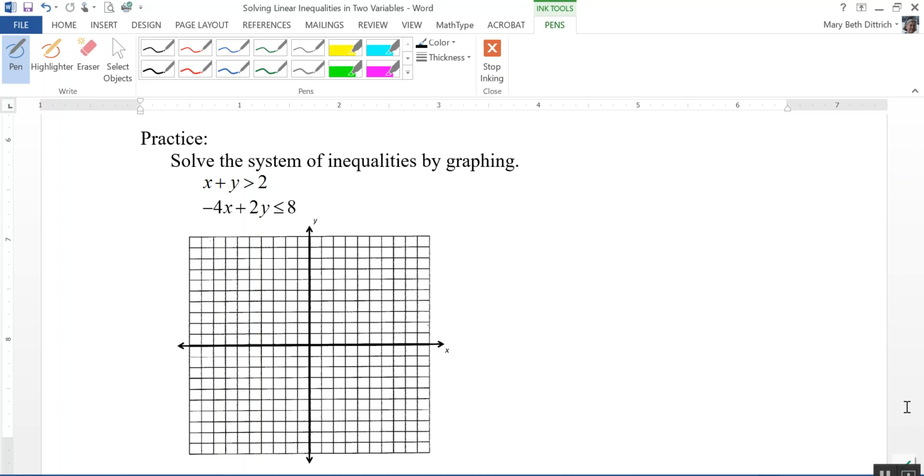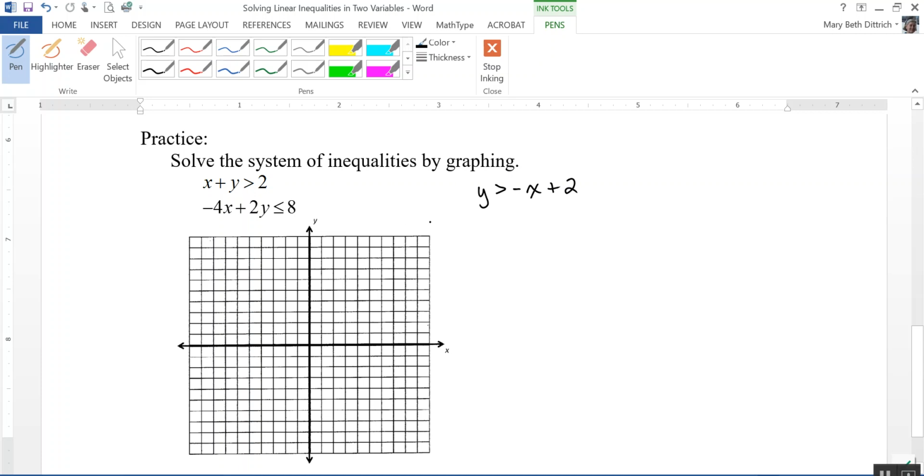Okay, let's take a look at this problem. So we have to solve this system of inequalities by graphing, and I have x plus y is greater than 2, and -4x plus 2y is less than or equal to 8. So I'm going to go ahead and rewrite each one of those in slope-intercept form. Subtracting x on both sides gives me y is greater than -x plus 2.